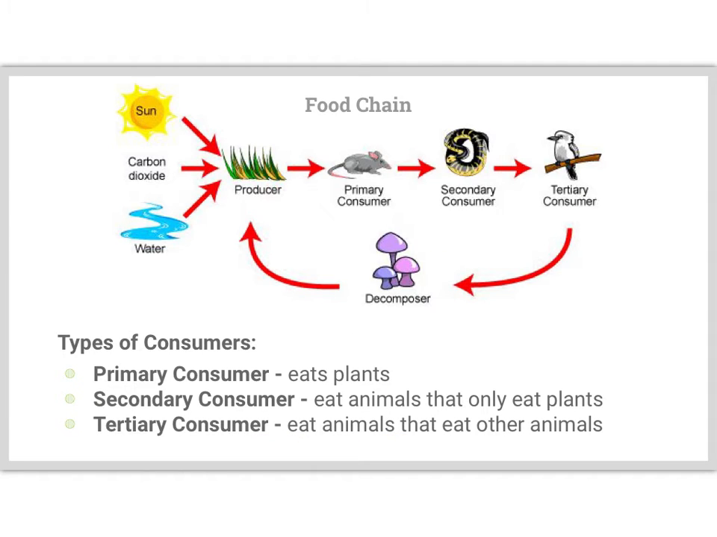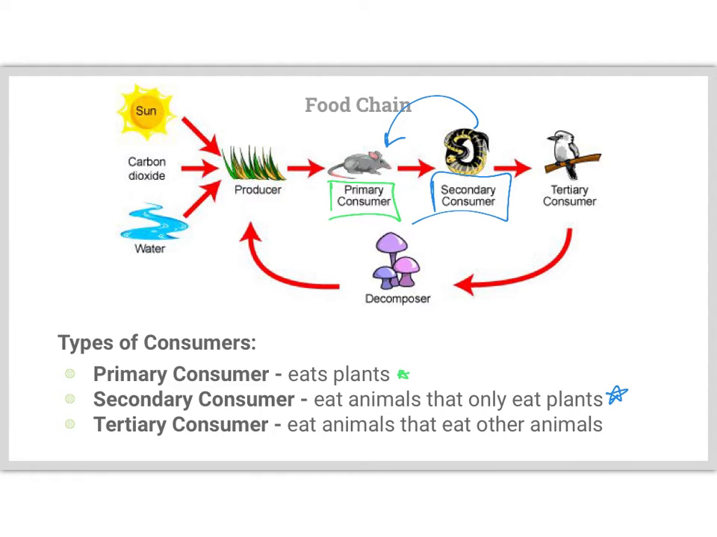There's 3 different types of consumers. A primary consumer only eats plants. So a mouse, for instance. A secondary consumer is an animal that eats only animals that eat plants. So because a mouse only eats plants and it's a primary consumer, something that eats a mouse, like a disgusting snake here, would be considered a secondary consumer.